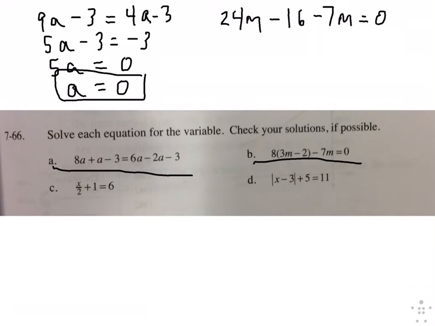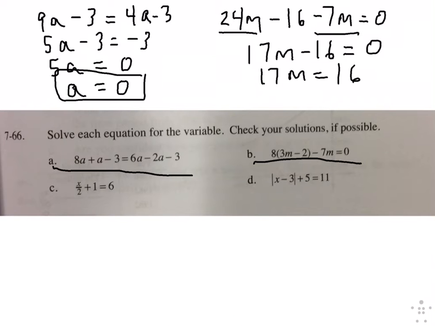I'm going to combine all my like terms before I start moving things around. So I have 24m minus 7m. 24m minus 7m is 17m. Minus 16 equals 0. If I add 16 to both sides, I get 17m equals 16. And I divide both sides by 17, and I get m equals 16 seventeenths. And you would leave your answer just like that. That's fine. No sense getting a decimal.